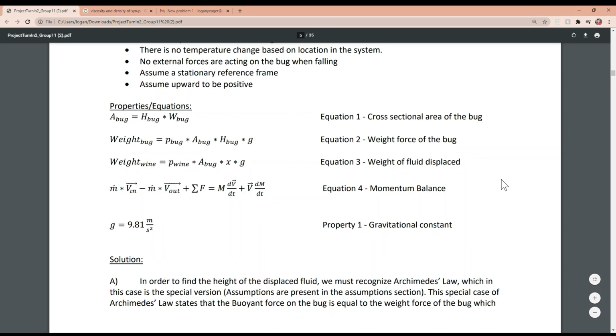So the key equations in place here: in the first part, when the bug is floating, you have the weight of the bug, which is a force, the density times the area times the height times the gravity force, but then you have the weight of the wine displaced, which is going to be the buoyancy force, acting in the opposite direction of the weight. In the second part of the problem, when you have the macroscopic momentum balance, you have this equation right here, which can sum up all macroscopic momentum balances.